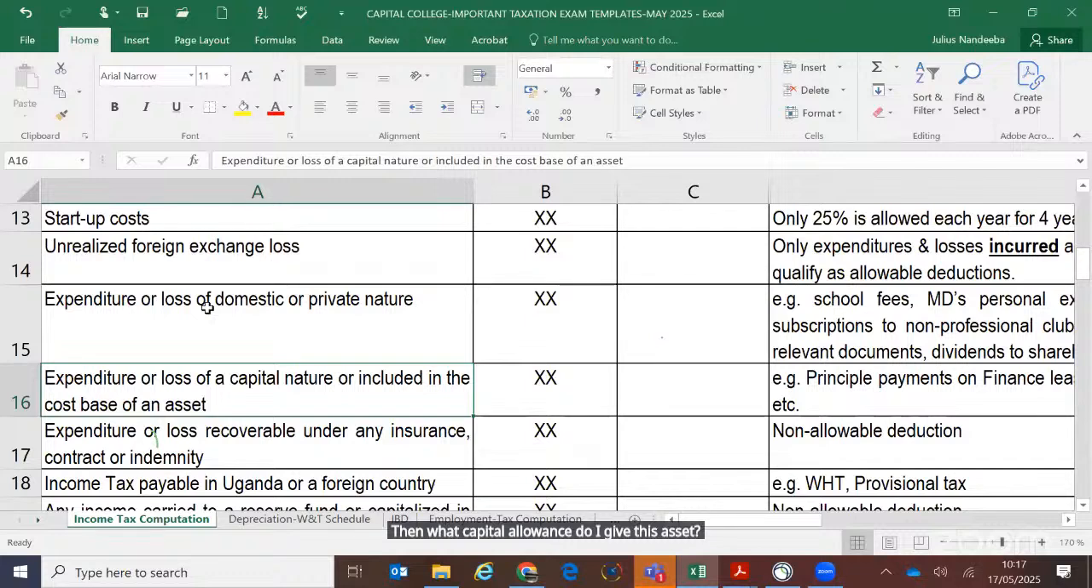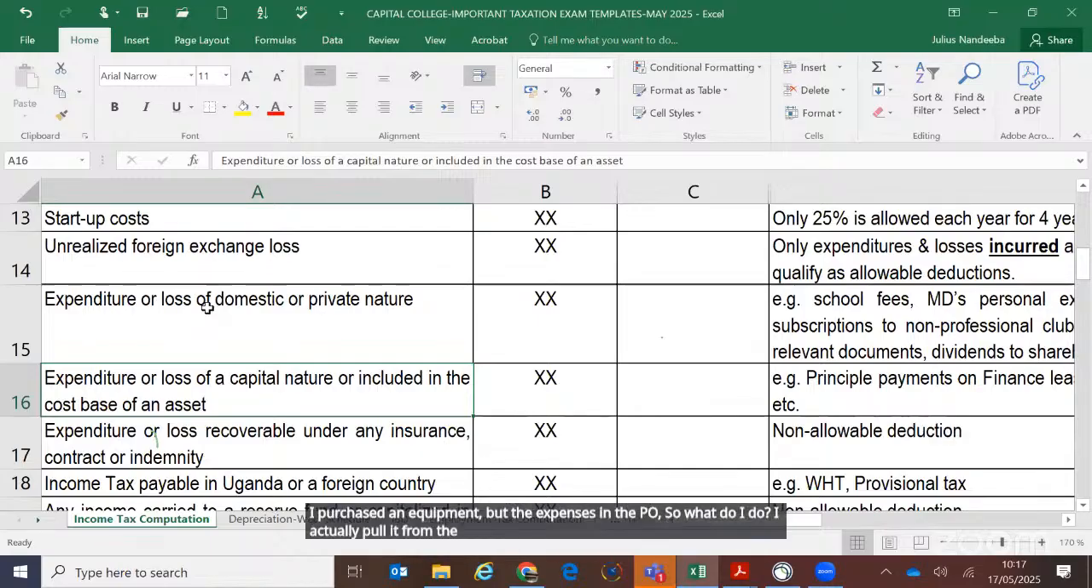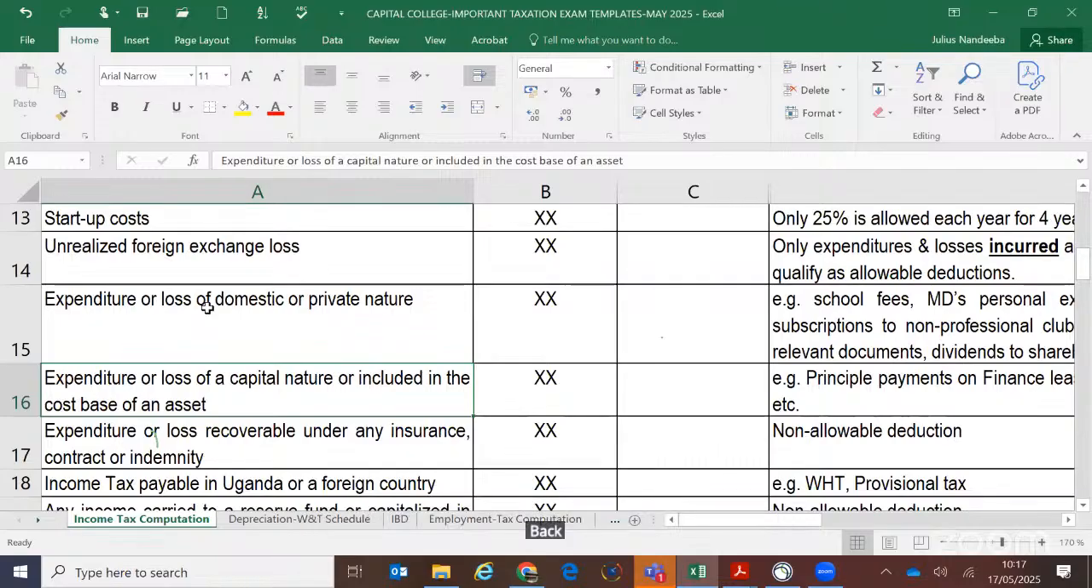I'll give you an example. I purchased a motor vehicle, but the expense is in the P&L. I purchased equipment, but the expense is in the P&L. So what do I do? I take it out of the P&L and add it back. I'm saying you shouldn't have claimed it as an expense, since it is capital expenditure. The question is, do I stop there?